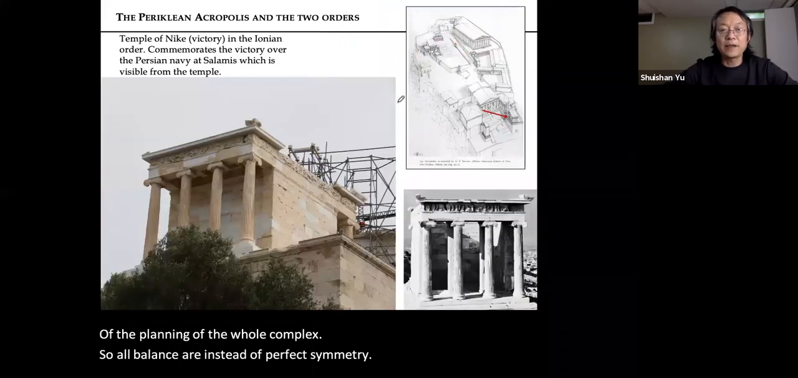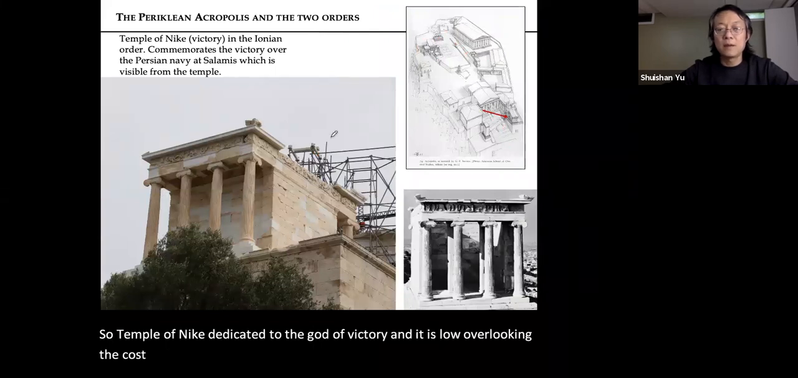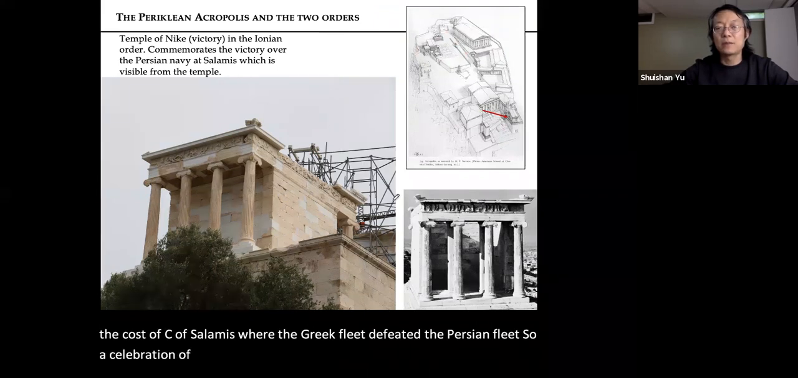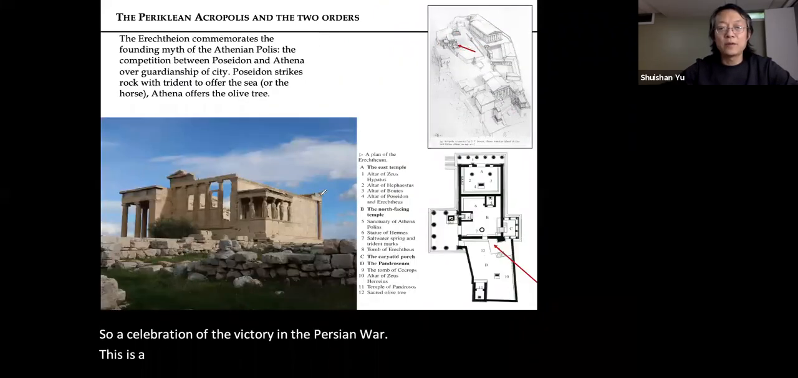So Temple of Nike is dedicated to the god of victory, and it is overlooking the coast of the Sea of Salamis, where the Greek fleet defeated the Persian fleet. So a celebration of the victory in the Persian War. This is the more complicated Erechtheum on the left side.